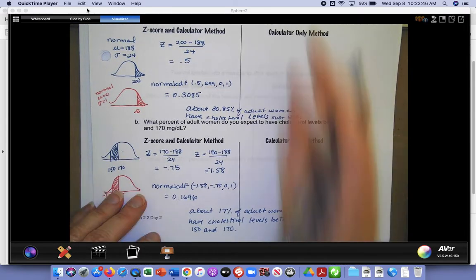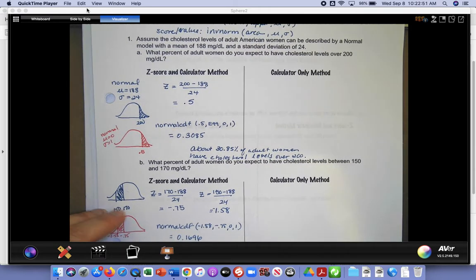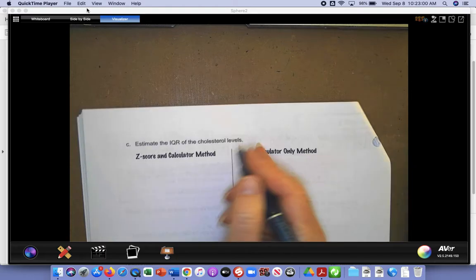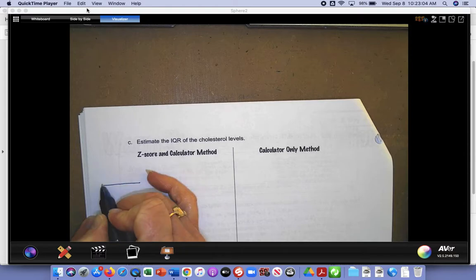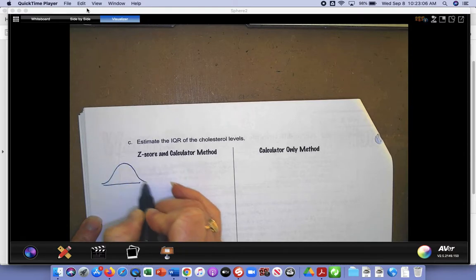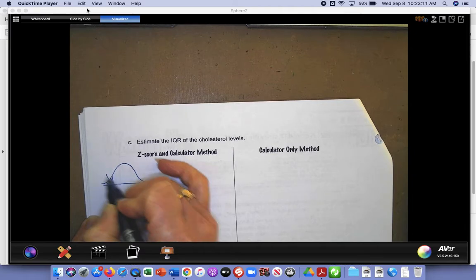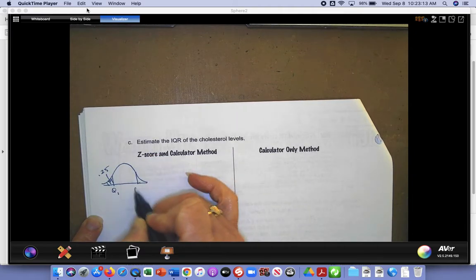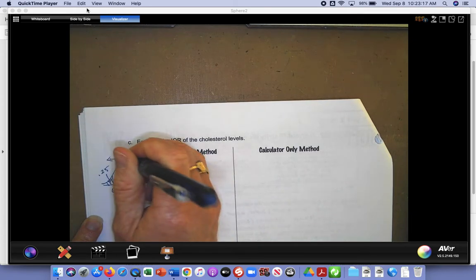Like I said, I'll come back here and do this in a second. And then I'm going to show you how to do part C here. Same thing here. This one again, we need to find the 2 quartiles. So Q1 has 0.25 to the left of it. Q3, I'm just going to put the arrow up here, has 0.75 to the left of it.